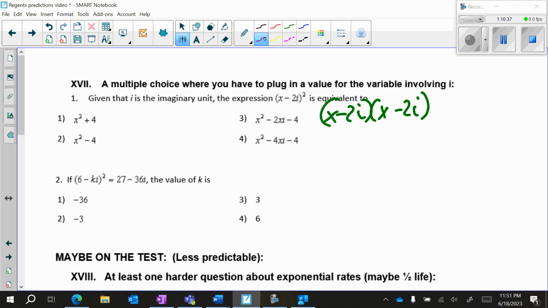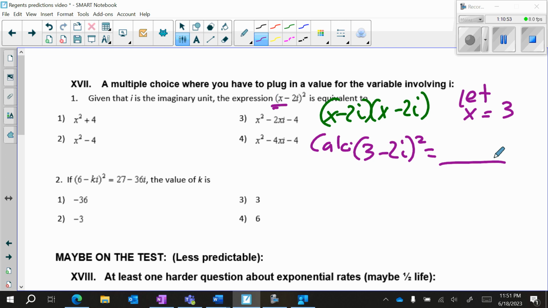So another multiple choice strategy that you can do is pick a value for x. Let x equal 3, for example. Plug that into the original like this: 3 minus 2i squared. Put it in the calculator on the home screen and write down what you get. And then go to all the choices and plug in 3 for x. Write down what you get, and see which one matches, okay?